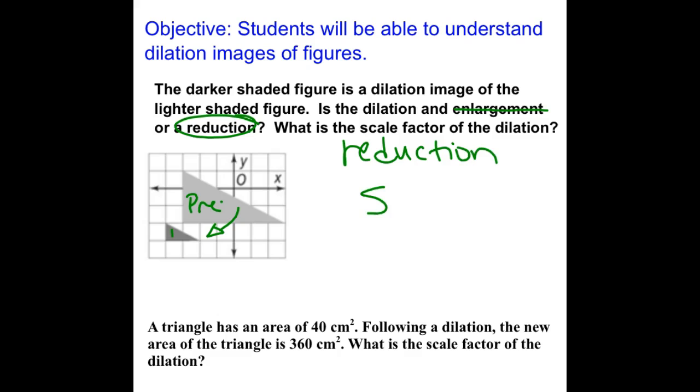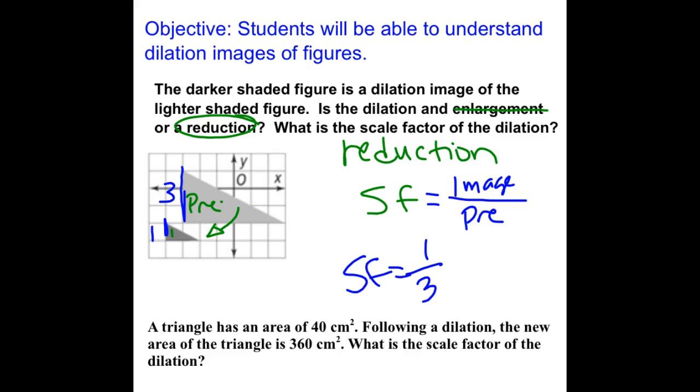So this scale factor, what we do with the scale factor is we actually compare lengths. So you can kind of see these corresponding sides. I can see that this side right here in the image corresponds to this side right there in the pre-image. And so what I want to do is compare their lengths. Well, in the image, that's 1 unit. I can count that out. And in the pre-image, it's 3. So when you write your scale factor, you take your image length to your pre-image length. Well, in the image, that side is 1, and in the pre-image, it's 3. So my scale factor then is 1/3.